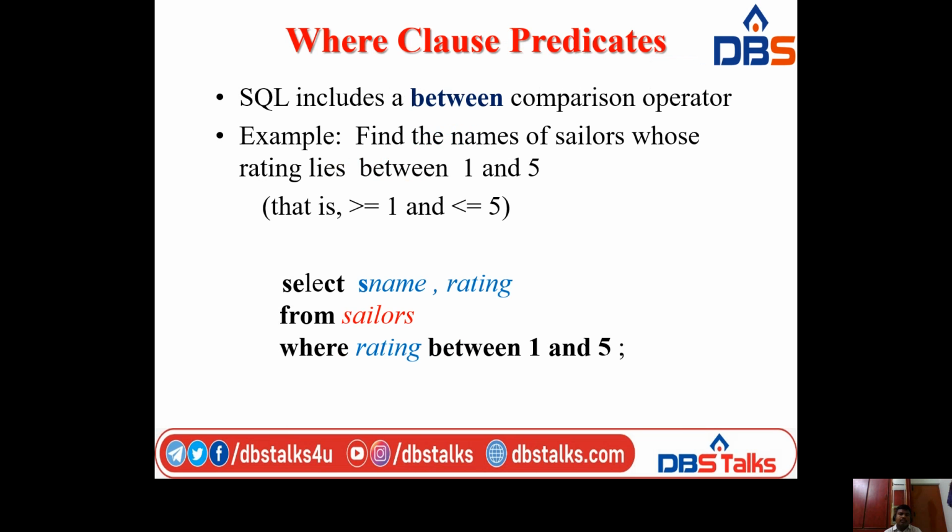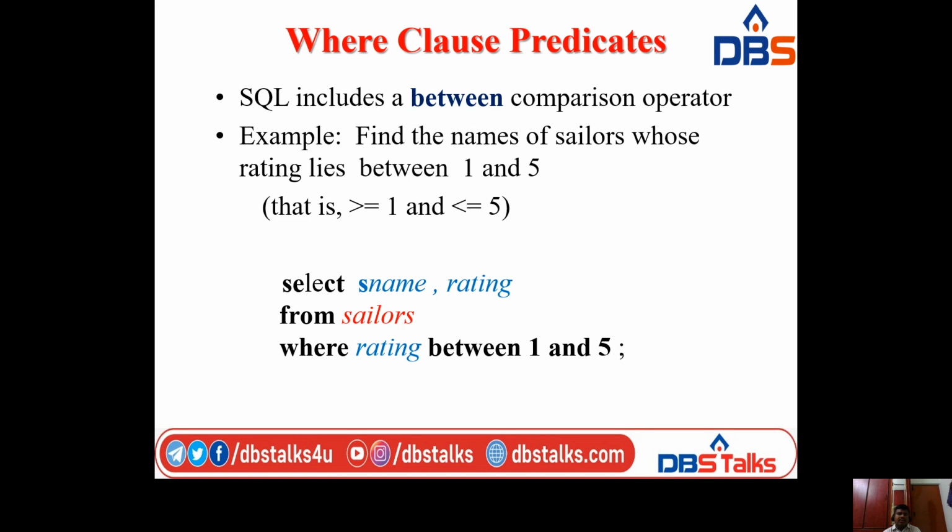Now coming to the where clause predicates, we can take many predicates for the where clause. Here SQL includes a between comparison operator. Find the names of sailors whose rating lies between 1 and 5. Here 1 is inclusive and 5 is also inclusive. For this we use the between operator, which is also a very important operator. That is, greater than or equal to 1 and less than or equal to 5.